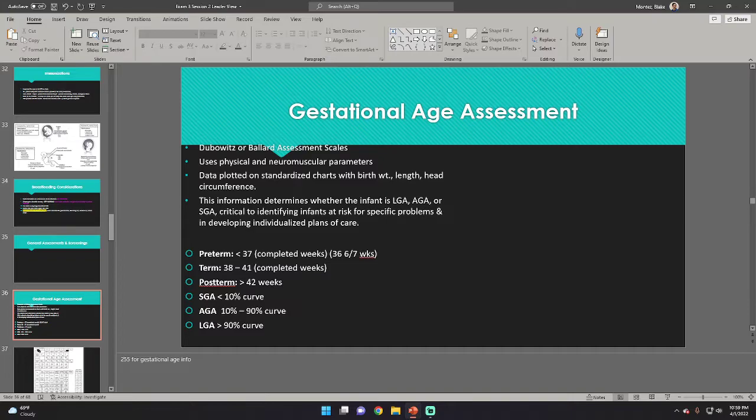Of course, we have the terms here that go back into our old exams. Preterm is anything less than 37 weeks. Term is 38 to 41. Post-term is more than 42. We do have the SGA, small for gestational age, which is when they're less than 10% of the curve. 10 to 90% of the curve is the average, and if they're more than 90% of the curve, they're deemed large for gestational age.